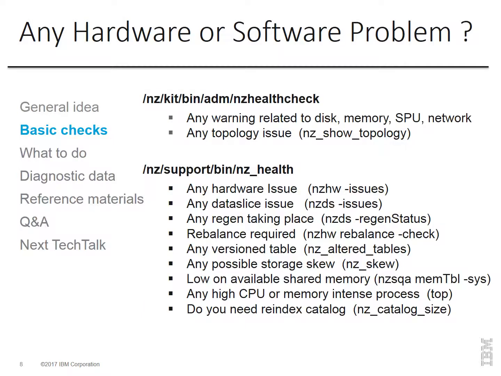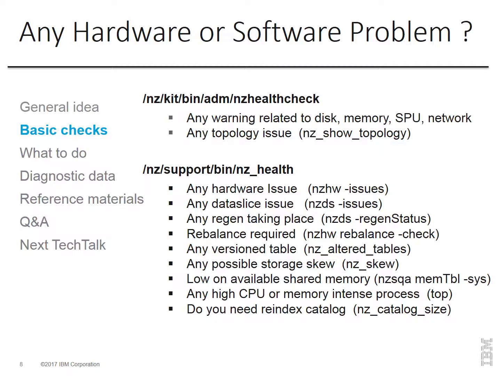The starting point to investigate a performance problem should be to run health checks. There are two scripts available to check the hardware and software health of your system. Run the NZ Health Check tool to check for hardware issues. Look for any disk, memory, SPU, or network related issues reported. If you have a hardware issue, it may or may not be directly related to your problem, but you should address any hardware issues first.